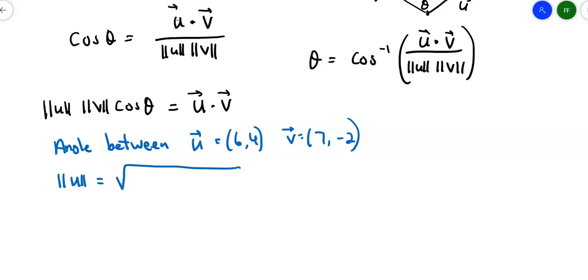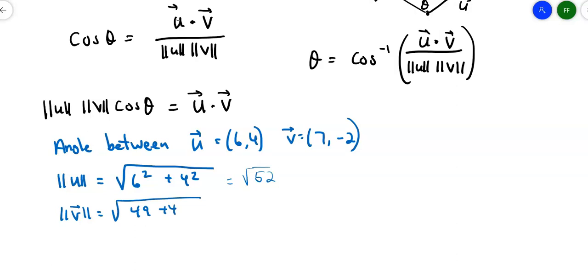So the magnitude of vector u is going to be 6 squared plus 4 squared. So 4 squared is 16. 16 plus 36 is the square root of 52. All right, the magnitude of vector v is going to be the square root of 49 plus 4, right? 7 squared and then negative 2 squared is a positive. So that gives me the square root of 53. The other thing that I need is the dot product. So I need u dot v as 6 times 7 plus 4 times negative 2. Well, 42 minus 8 is 34.